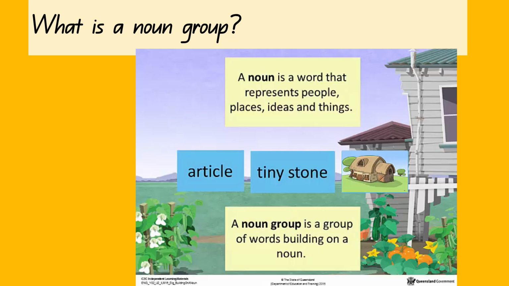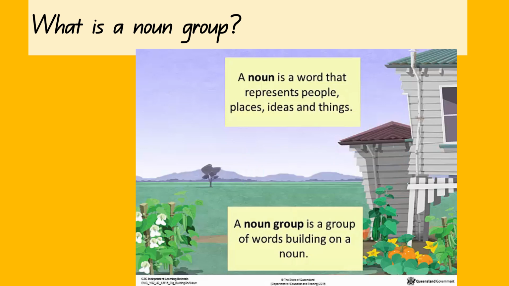A, an and the articles usually sit before the noun in most written sentences. The words tiny and stone help to describe the noun house. We call them describing words or adjectives. So the words a tiny stone house gives us a picture in our head of what the house would look like. These words have built on the noun house and are called a noun group. A tiny stone house.